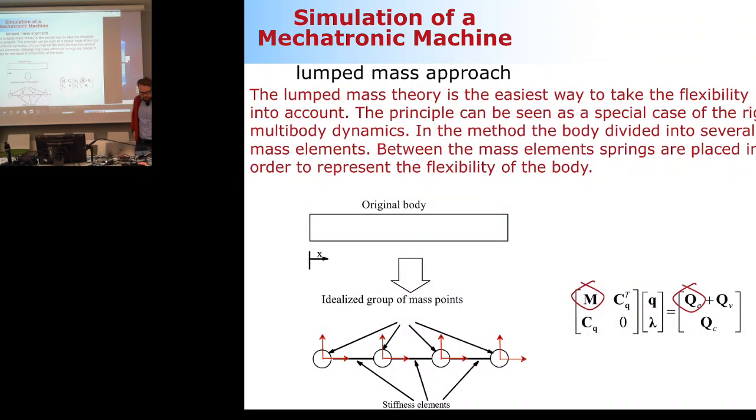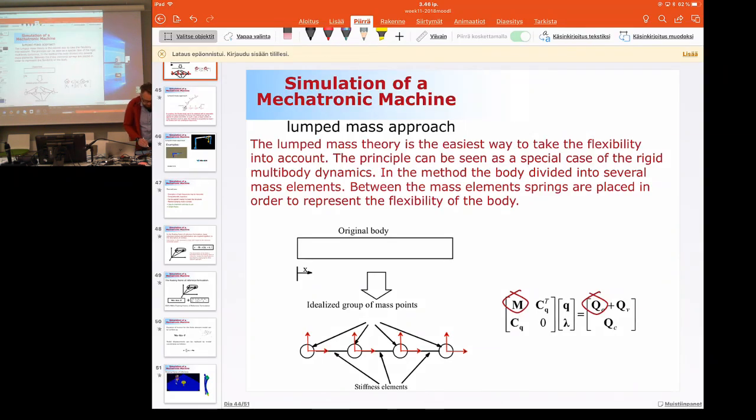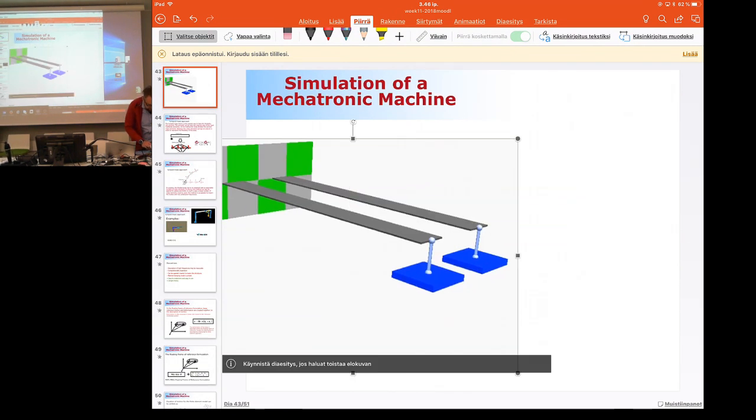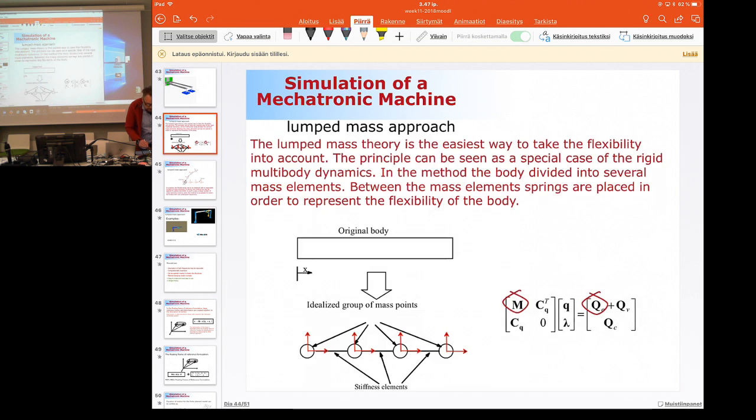Okay, so the first method to introduce flexibility. This was the one based on the lumped mass approach. The idea is very simple and clean. You have the original structure, like the one shown here. So here, this is a rigid beam-like body, and you want to model this as a flexible body.